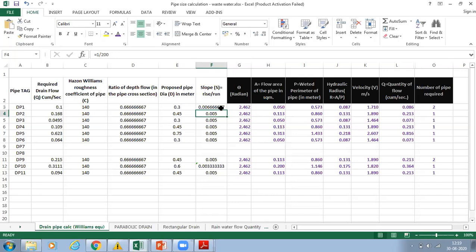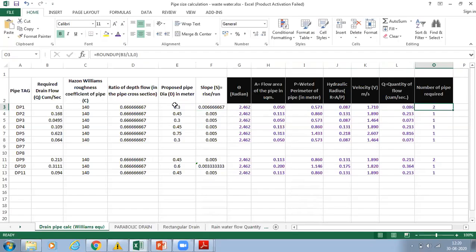How much velocity is coming? 1.7 is coming. It is acceptable, so you can fix 1:150. My calculation is telling that if you put diameter 300 with this flow rate and slope 1:150, how many pipes are required? Two pipes are required. I need one pipe calculation only, so I should not put two pipes.